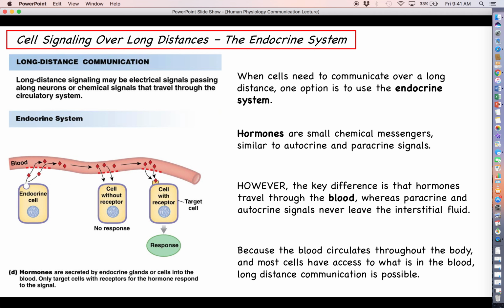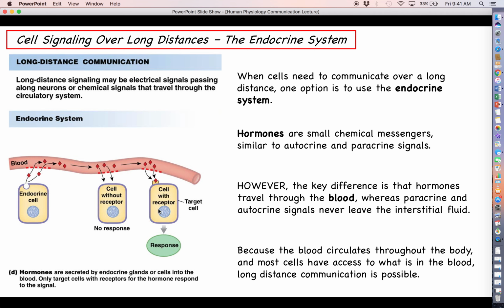Now, this is a point that I will definitely belabor as we go throughout this chapter, or this set of slides, and then also chapter 17 on the endocrine system. But something that I want you to take note of is represented here in this picture. Take a look at the far left here, this cell labeled endocrine cell. This is the cell that, again, is sending the message. It secretes a hormone into the blood.